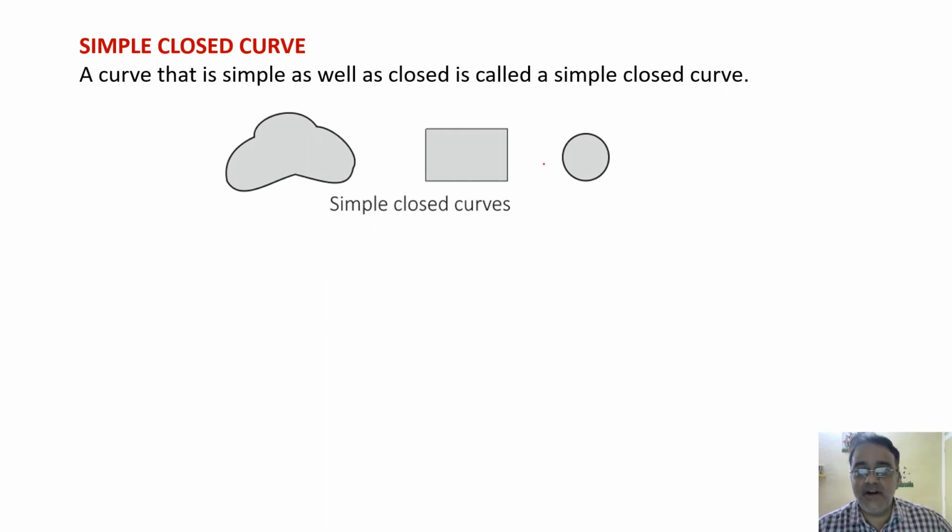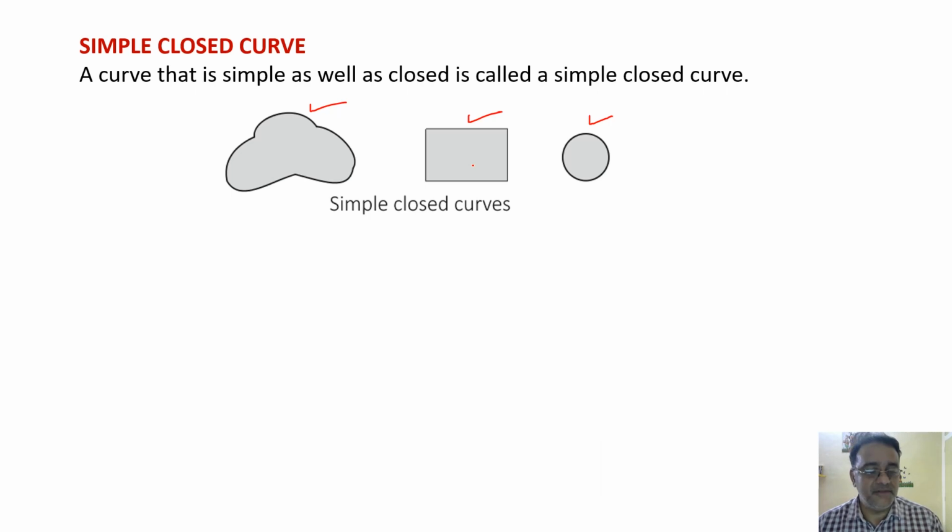See, the lines are not intersecting. If they intersect, it will not be simple. Here it did not intersect, here also not, and here also not. And no endpoints are there and it encloses an area which is denoted here in gray color. The gray area is represented by the area enclosed by the closed curve.